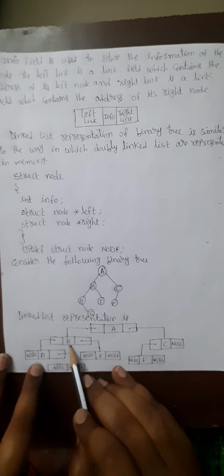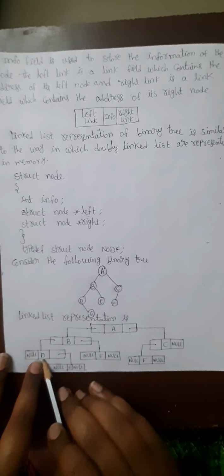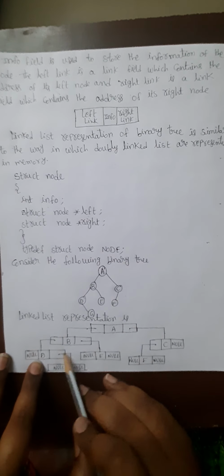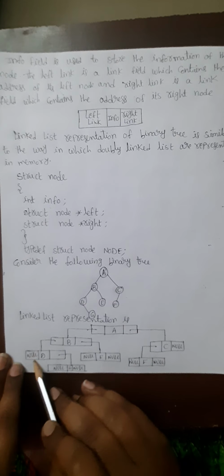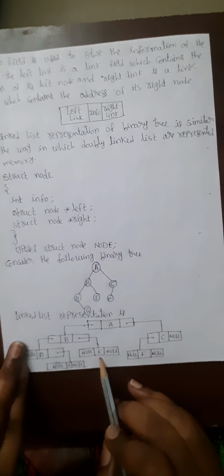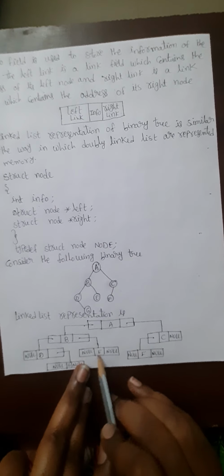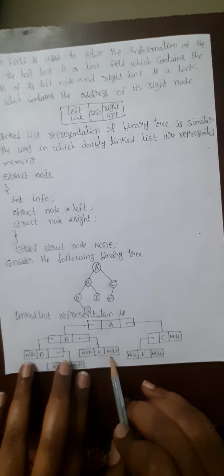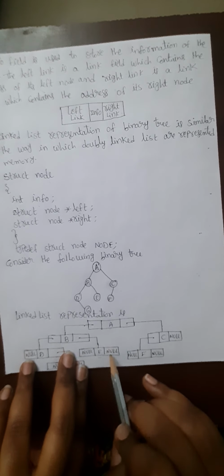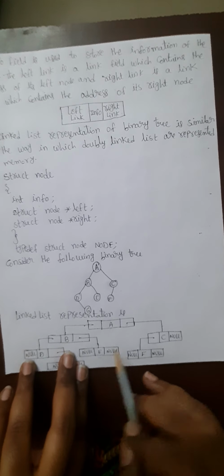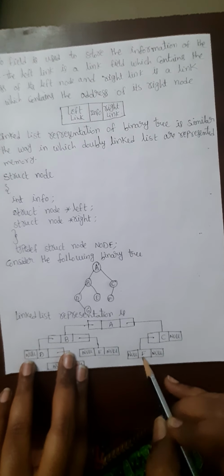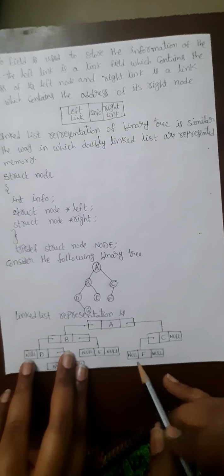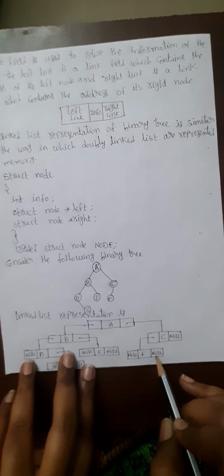Whereas if we take B, B contains again 2 nodes, that is D and E, and D contains 1 node G on one side, and the other side is null. The left side of E does not contain any element, so we have to represent the link part as null. Whereas C contains F, and F does not contain any node, so it will be represented as null.